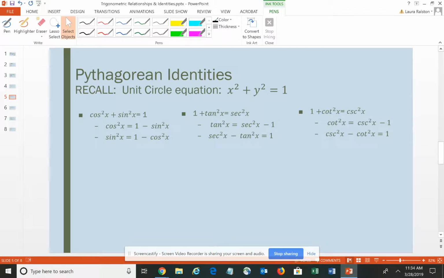Then we have what are called the Pythagorean identities, and again they stem from the definition of sine and cosine and in relationship to the formula for the unit circle. If you'll recall, for the unit circle, we have x squared plus y squared equals 1. So if I know that x is represented by cosine, okay, so I would have cosine squared x plus the sine squared x.